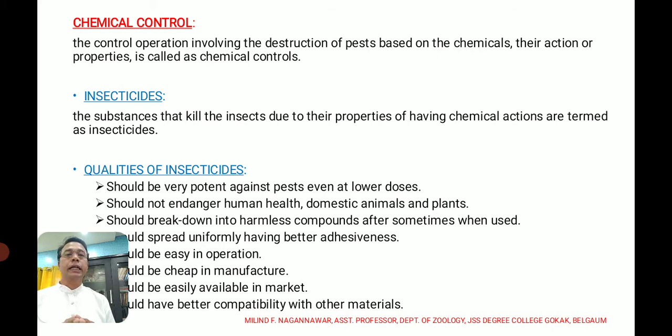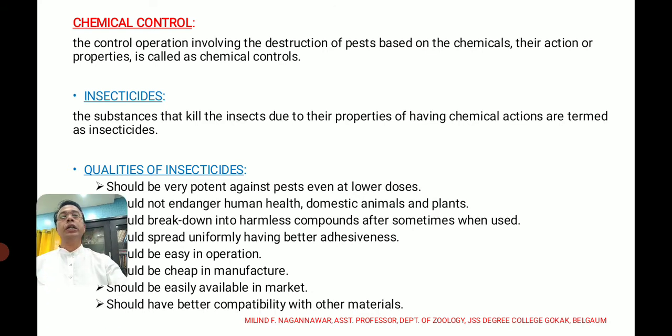Okay, insecticide. What is this insecticide? Any chemical substance that kills insects due to its properties is called an insecticide. A chemical substance that prevents the growth of insects, or kills them, is called an insecticide.